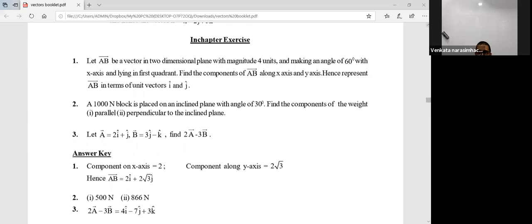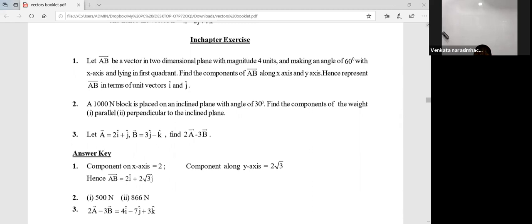First problem, all of you done? Yes. Anybody with a doubt in the first problem? Second problem, all of you done? Yes, sir. Anybody with a doubt in the second problem?